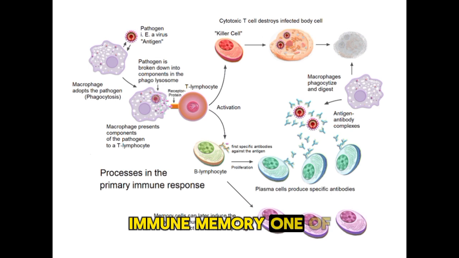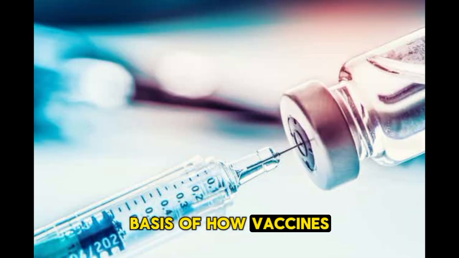Immune memory. One of the most remarkable features of the adaptive immune system is its ability to remember past infections. After an infection, memory B cells and T cells remain in the body and can quickly respond if the same pathogen is encountered again. This principle is the basis of how vaccines work.